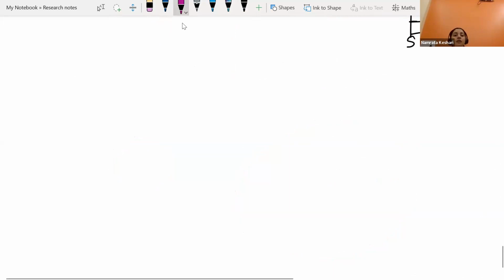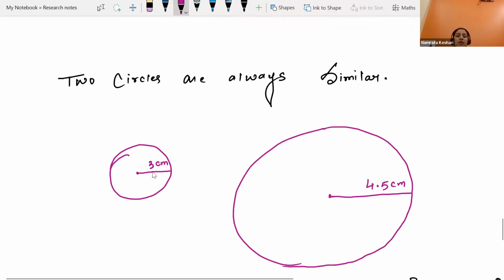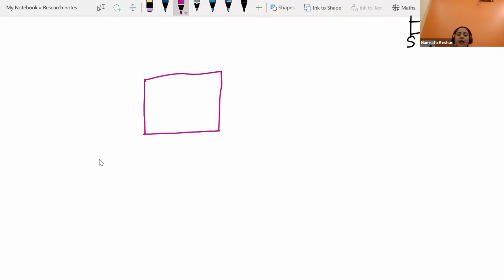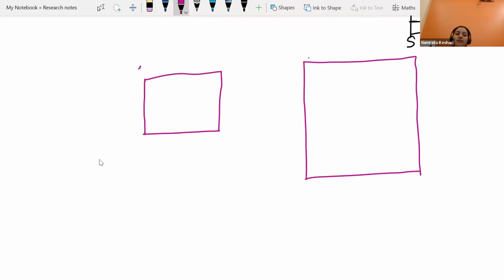Now, there are more figures like this circle which will always be similar. Which figure? Think about it. If we have a square, and another square, this is ABCD, this is PQRS. Since I am saying this is a square and this is also a square, square means suppose this side is 5 centimeters, all the sides will be 5, 5, 5 and 5.